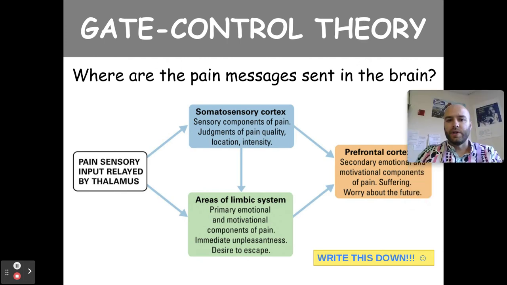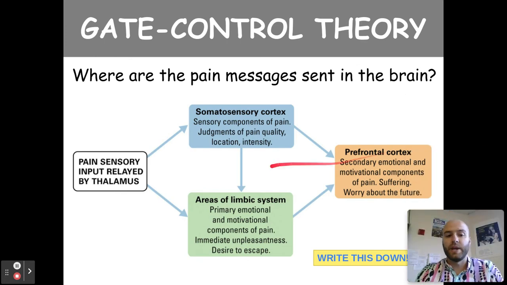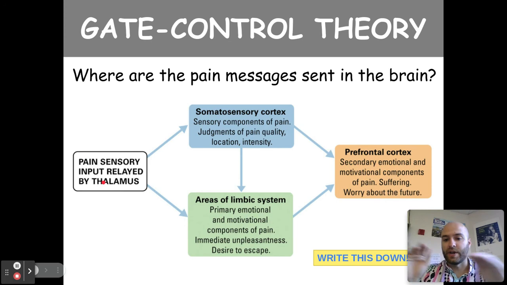As we continue here, what are the main pain messages? Where are they being sent in the brain? So you have your pain sensory input, which if the gate is open, it's going to be relayed by the thalamus, right? All of our sensory information goes to the thalamus first, and then it's directed to the correct place. So after it hits the thalamus, and the thalamus realizes, oh, that's a pain signal, it can go to the somatosensory cortex, where it can judge the pain's quality, its location, and its intensity. How much does this hurt, and where does it hurt?